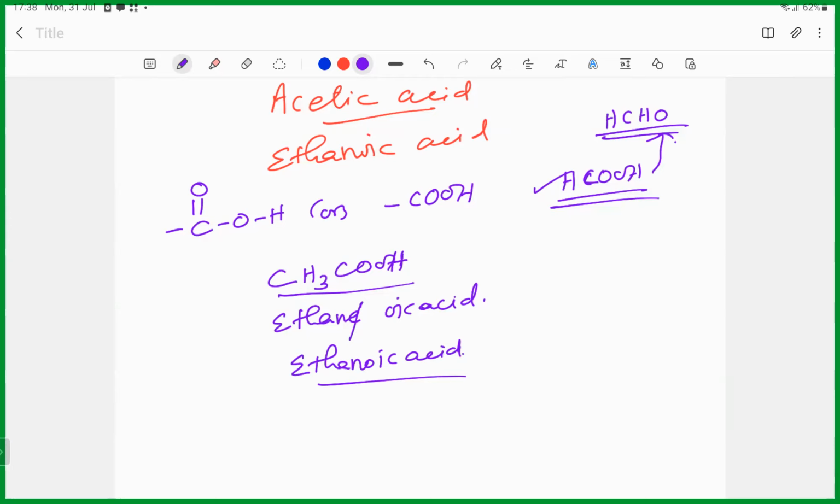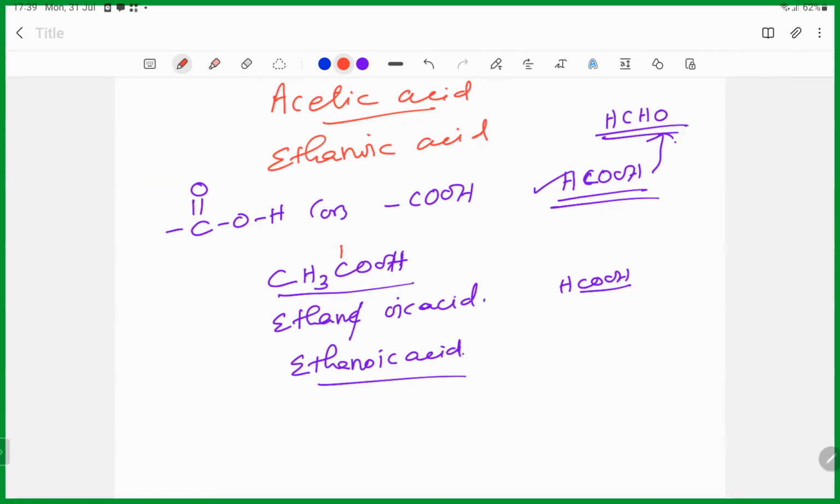If only one carbon is there, that becomes methanoic acid. Formic acid, HCOOH, is an -oic acid. Only one carbon is there, so it is methanoic acid. Propanoic acid means you should have one more CH2. Please remember when you are giving the IUPAC name, this will become one, always one.